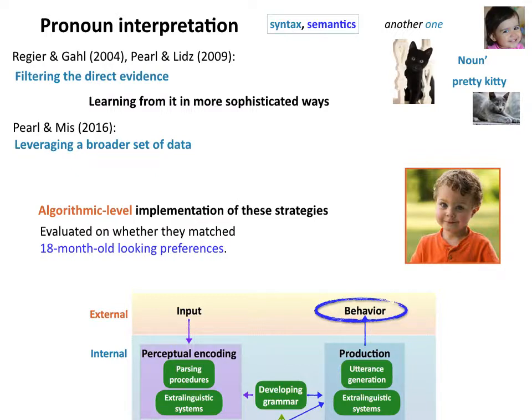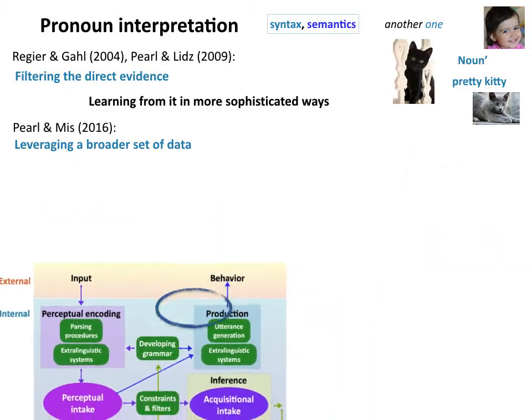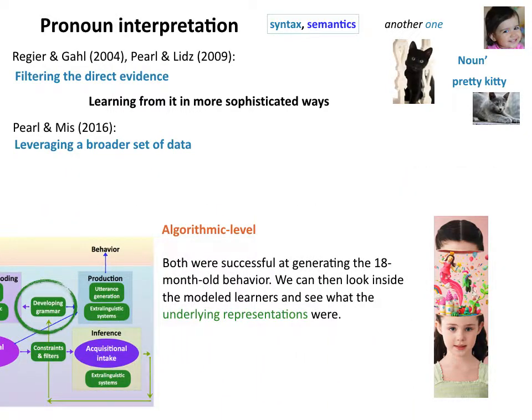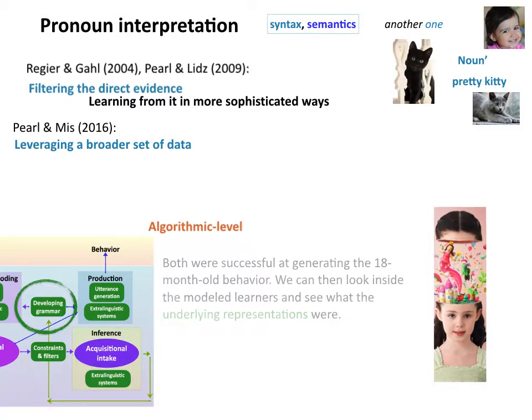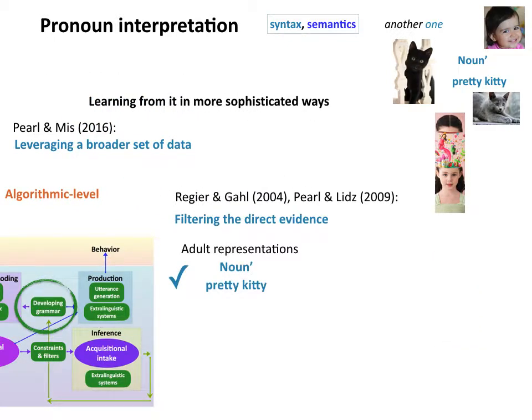Both these models were algorithmic level implementations, so they were following a step-by-step procedure that children might reasonably be able to follow. And they were evaluated on whether they matched 18-month-old looking preferences from the Lidz, Waxman, and Freedman 2003 study. Both, it turns out, were successful at generating the behavior, which is great because then we can look inside the modeled learners and see what the underlying representations were that allowed them to produce this behavior that matched 18-month-old behavior. So let's look first at the approaches that filtered the direct evidence, that ignored some of the information in that direct evidence and just learned from a subset in their acquisitional intake.